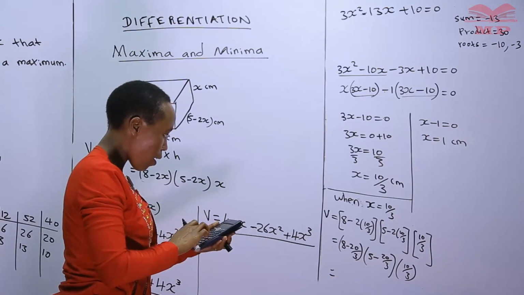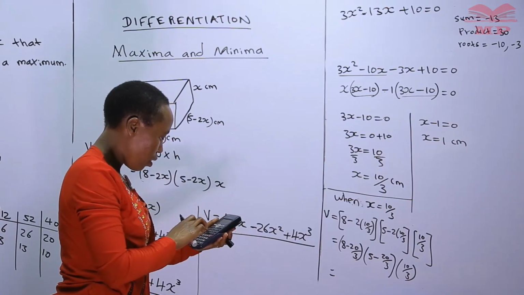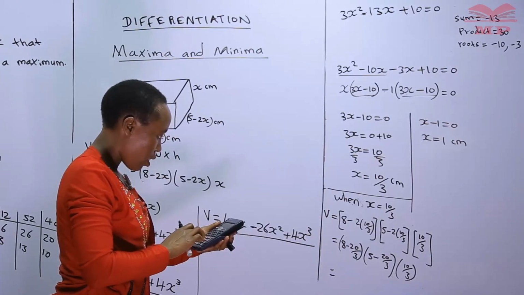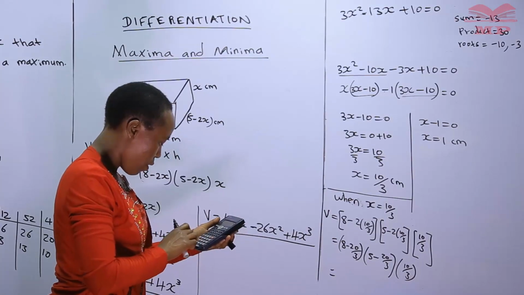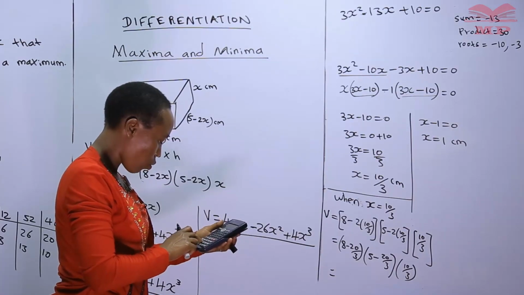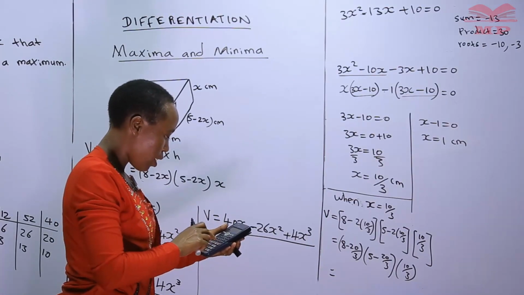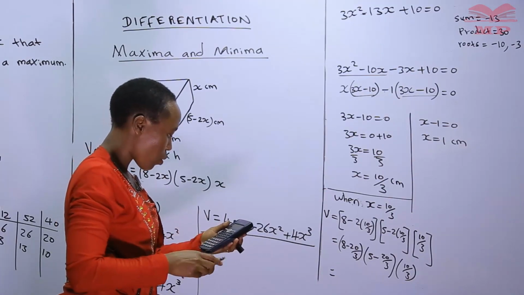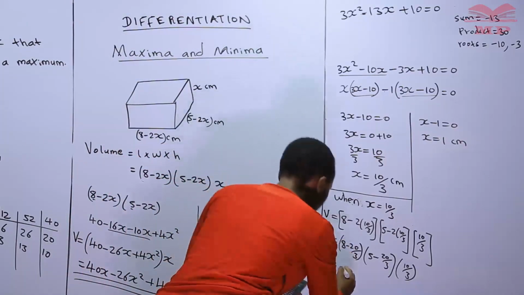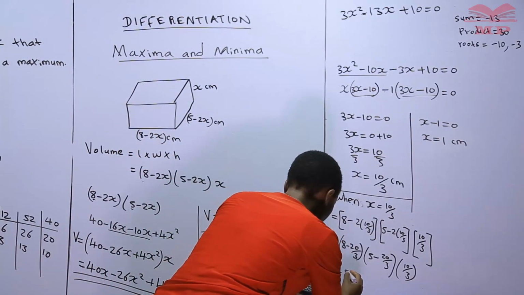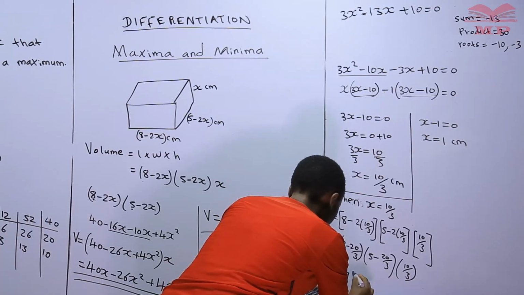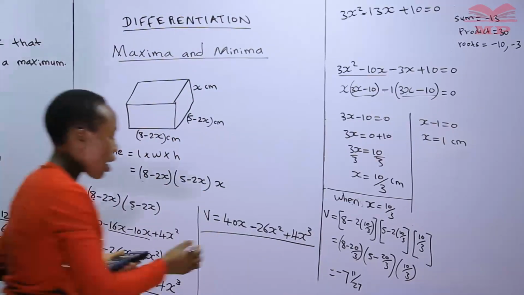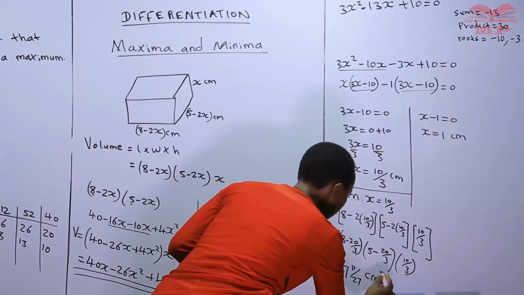Therefore, we are going to have 8 minus 20 over 3, multiplied by 5 minus 20 over 3, then multiplying again by 10 over 3. So in that case, we are getting a negative: negative 7 11 over 27. That is the volume, and this one is in cubic centimeters.